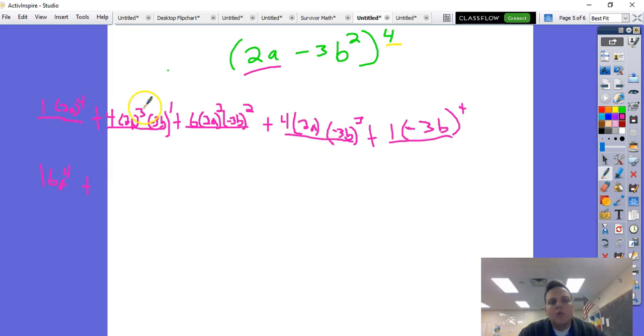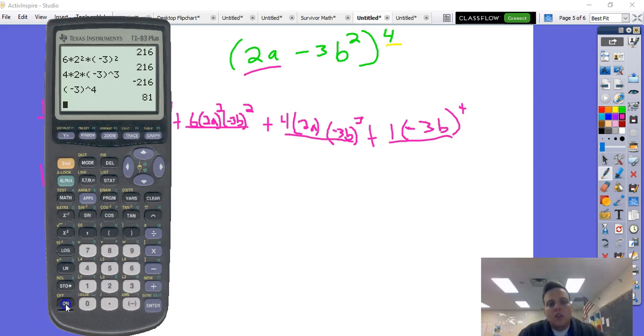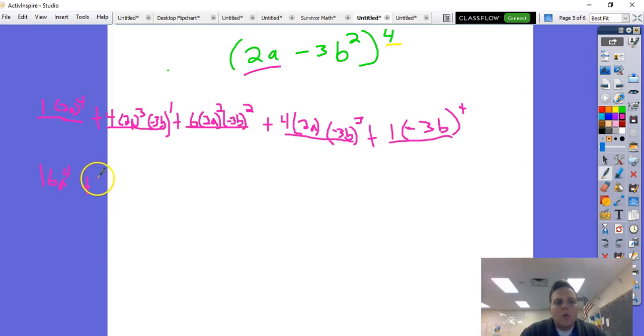4 times 2b cubed times negative 3b to the 1st. Okay, well, we need to multiply all the regular numbers together real fast. So we're going to get 4 times 2 cubed times negative 3. Okay, well, what is 4 times 2 cubed? Well, 2 cubed is just 8. 4 times 8 is 32. Okay, and then 32 times negative 3, well, that's just negative 96. Okay, so negative 96, and then a cubed b to the first. A cubed b.